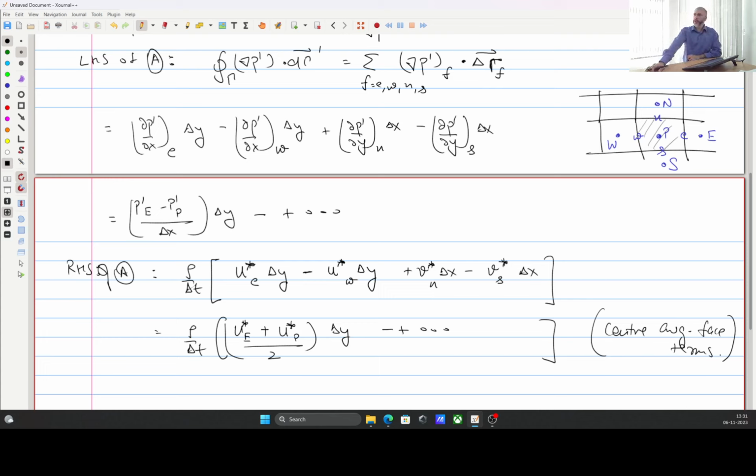Now you always do u star E plus u star P divided by 2, and that is because our grid is uniform. If your grid is non-uniform, then you'll have to figure out where the face lies in terms of how far. If it's closer to the eastern node, then you have to do the interpolation accordingly. So we are doing some sort of a linear interpolation between the 2 points. Okay. Any questions?